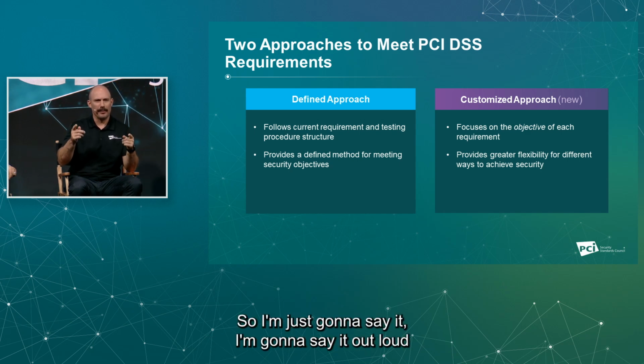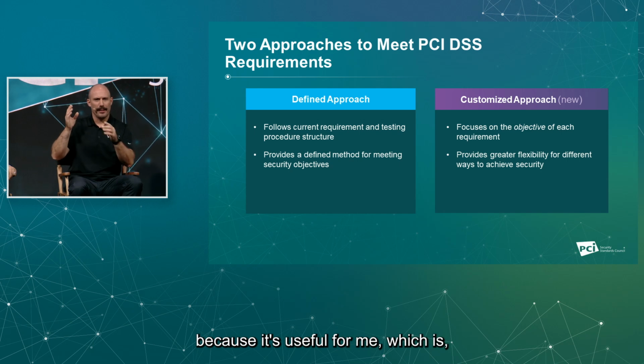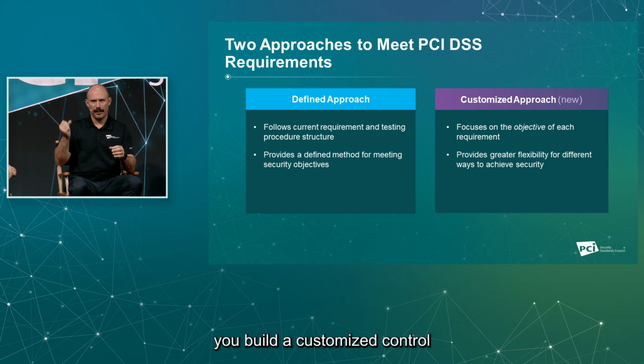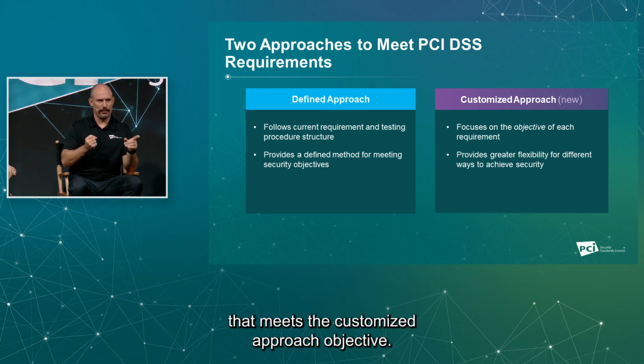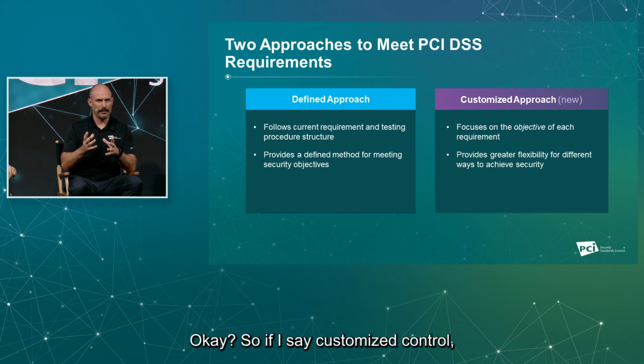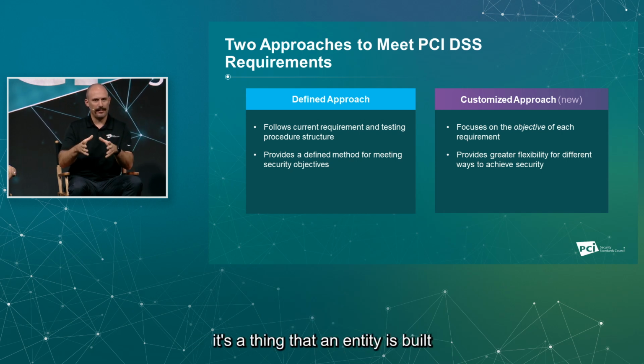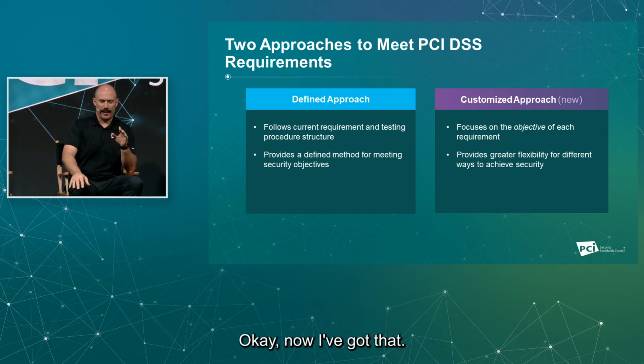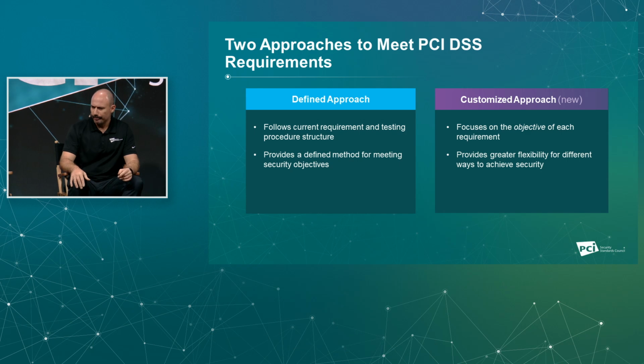I'm going to say it out loud because it's useful for me, which is, if you're following the customized approach, you build a customized control that meets the customized approach objective. Okay, so if I say customized control, it's a thing that an entity has built that meets the customized approach objective. Okay, now I've got that. So what does it say down here?